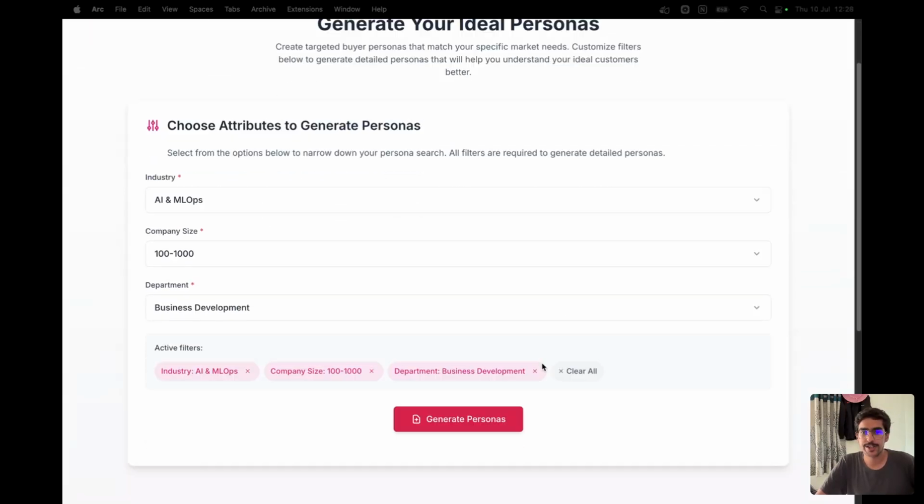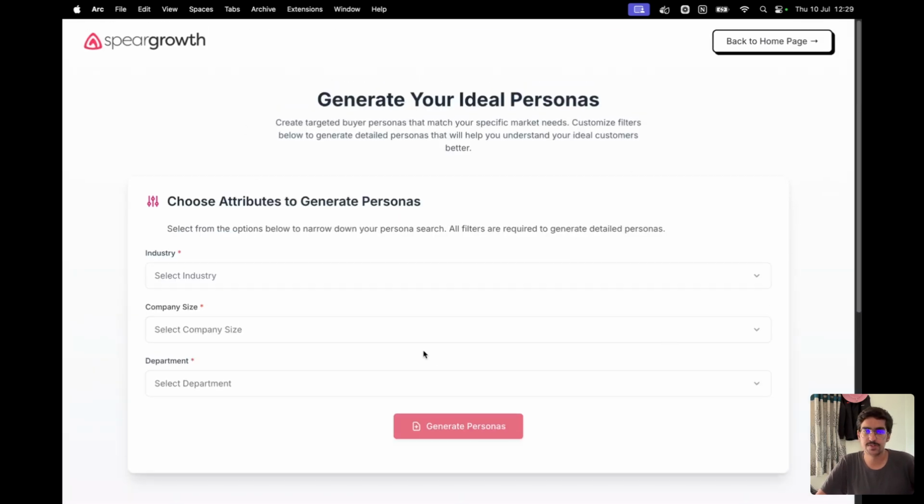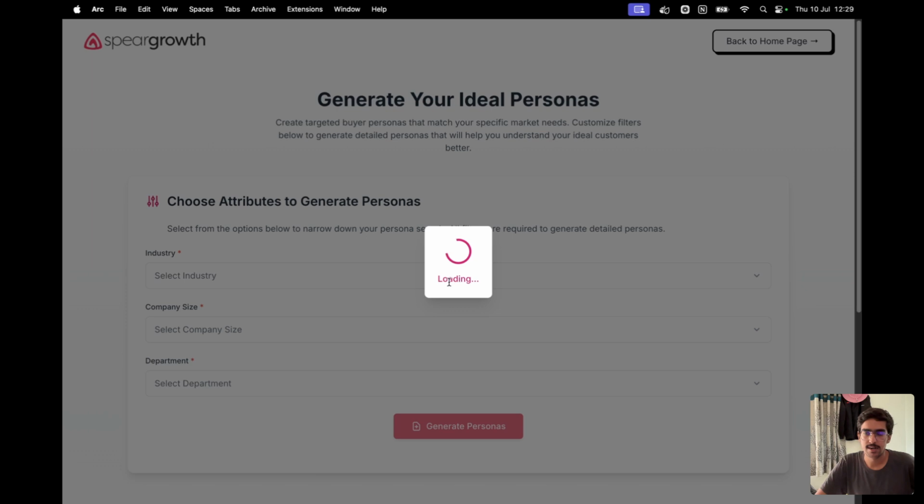Hello everyone, I'm going to give you a quick walkthrough of this tool that we provided you for generating ideal personas. So this is how the link will look when you open it up. When you first open it up, it will probably load for a few seconds, but that should be 5-10 seconds. Just wait for this to go away and then you can use this tool.